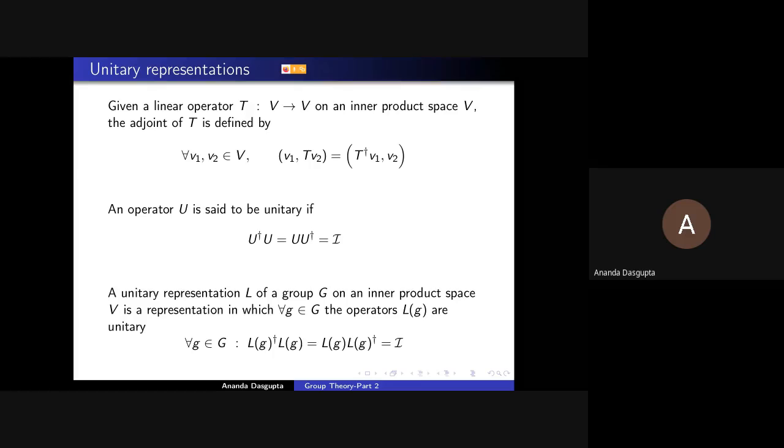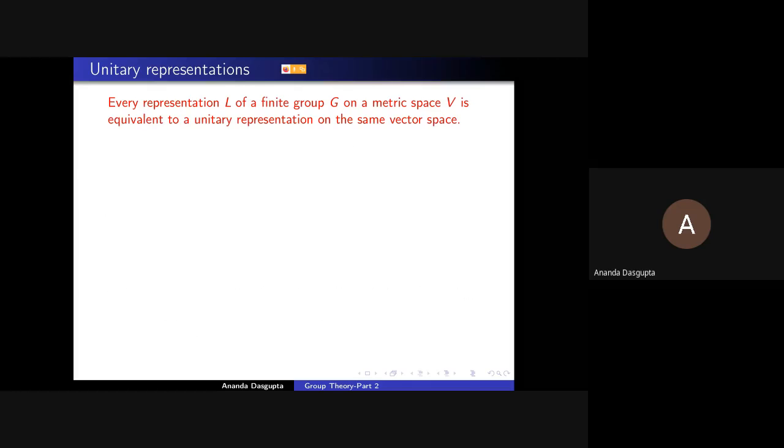Unitary representations have many nice properties, and it's nice to know this result. If you have a finite group, and you have an inner product space V on which you are talking about representations, then a particular representation may or may not be unitary, but it always is equivalent to a unitary representation. That is, if you have a finite group, then you can stop worrying about non-unitary representations, because even if your given representation is non-unitary, you should be able to find the representation by unitary operators.